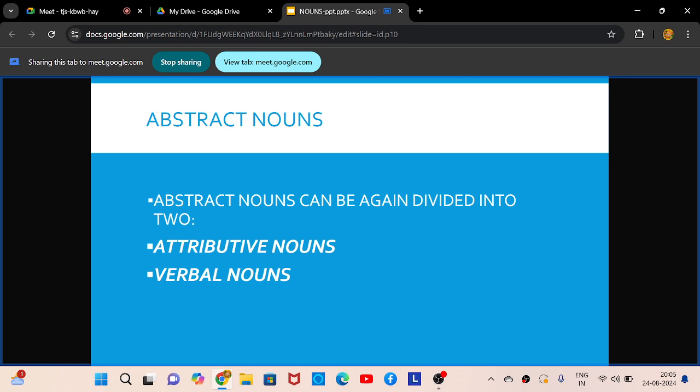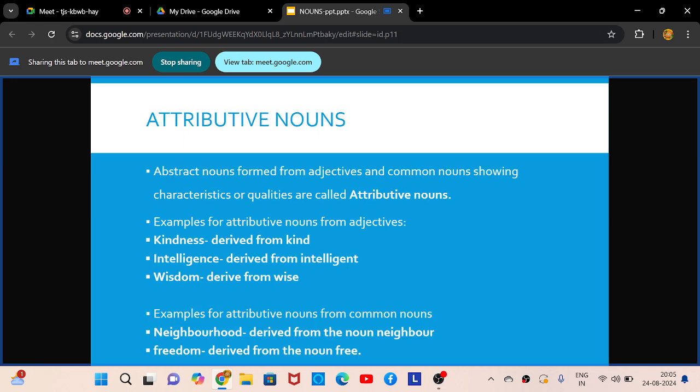But again, നമ്മൾ ഇവരെ ക്ലാസിഫൈ ചെയ്യുന്നത് it is because of this reason. Okay, so now let's check what are abstract nouns, that is attributive nouns. Abstract nouns formed from adjectives and common nouns showing characteristics or qualities are called attributive nouns. So we have some examples here: kindness, intelligence, wisdom, neighborhood, and freedom.